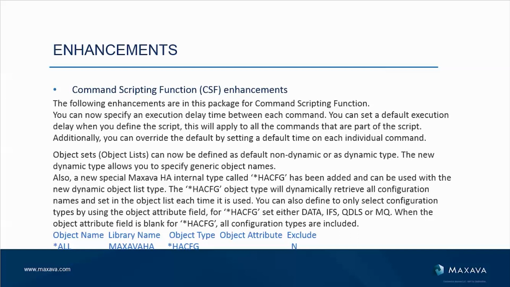The *HA_CFG object type will dynamically retrieve all configuration names and set them in the object list each time it is used. You can also define to only select certain configuration types by using the object attribute field for *HA_CFG. These can be set as data, IFS, QDLS, or MQ. When the object attribute field is blank for *HA_CFG, all configuration types are included.